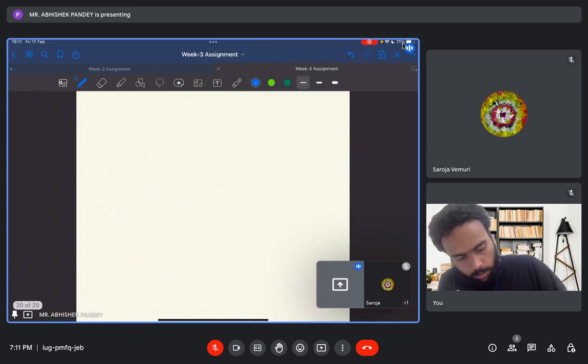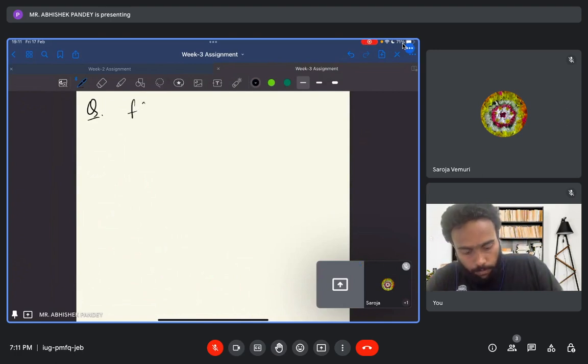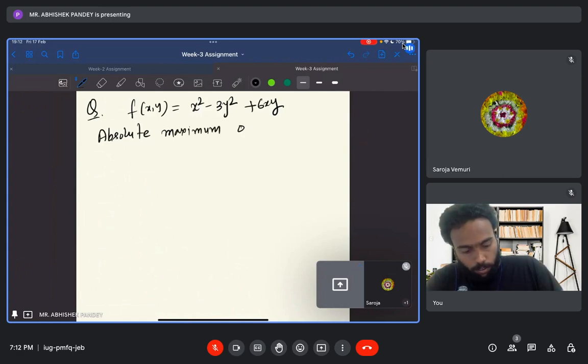Okay, so now the next question is, this is the last question. f of x comma y is equal to x square minus 3y square plus 6xy. We need to find the absolute maximum on the unit square, where x comma y is from 0 to 1.